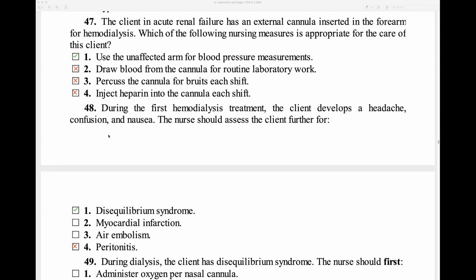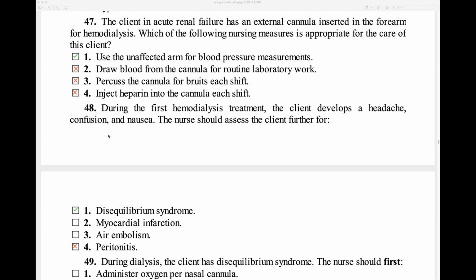Read the question. What type of dialysis is this patient getting? They're getting hemodialysis. So, is hemodialysis the same thing as peritoneal dialysis? No. Hemodialysis is through the blood, right? Peritoneal dialysis is through the abdomen. So, how can a patient that's receiving hemodialysis be at risk for peritonitis? I put that question up on purpose.